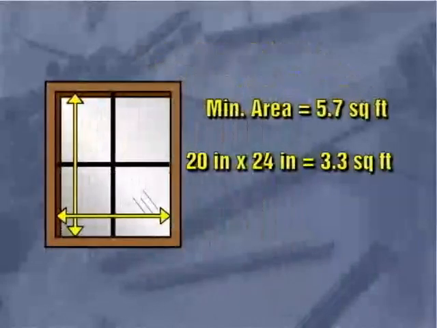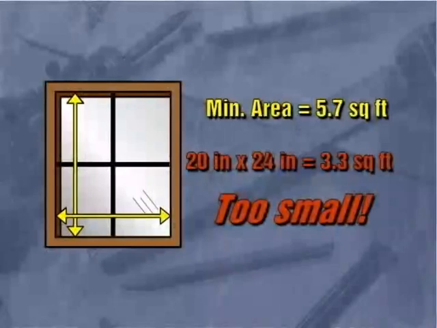Now, look at the next sentence. It does not mean that your window can only be 20 by 24. A window that size will yield you only 3.3 square feet of opening space. So you need to have a window that gives you 5.7 square feet and cannot use a dimension shorter than 24 inches or less wide than 20 inches.